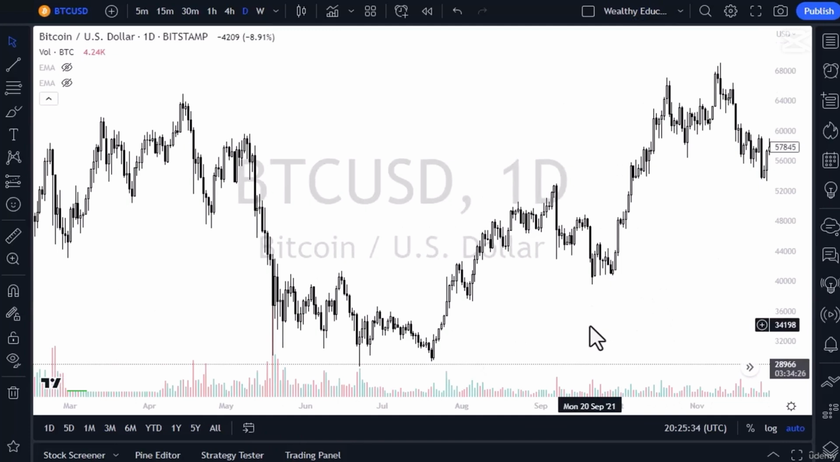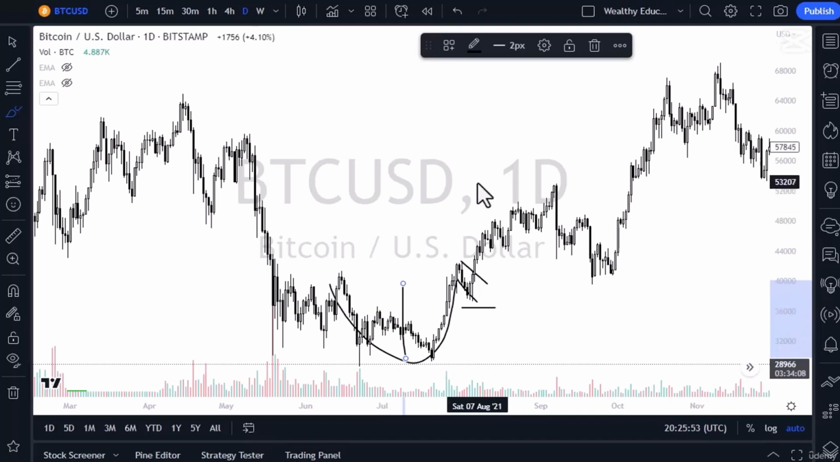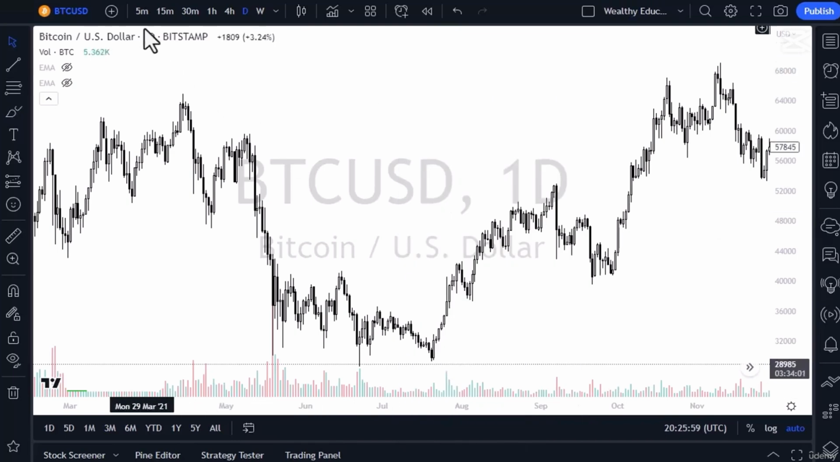Now, the thing about a cup and handle is there is a little bit of artistry involved. So this is a daily chart of Bitcoin. And you can see we've got a rounding bottom and a handle. So once you break above the top of that handle, stop losses go back there. You're aiming for the same length here, which is right about where it did target over time.